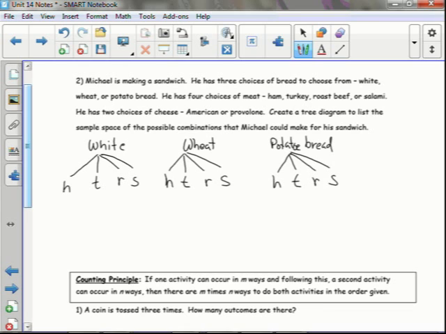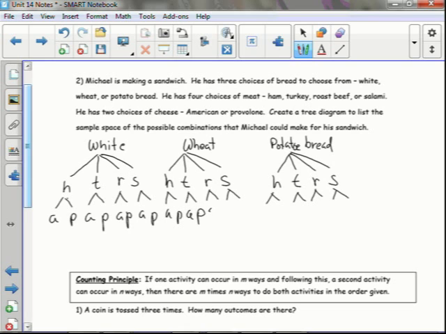Okay? And off of that, 2 choices of cheese. So each one of those is now going to have 2 options off each one of those. So you see why we kind of space these out here. So it could be American or provolone, American, provolone, American, provolone, American, or provolone. You get the picture. I'm not going to keep saying it, but we'll just write them in. Okay. Starting to get a lot of options.